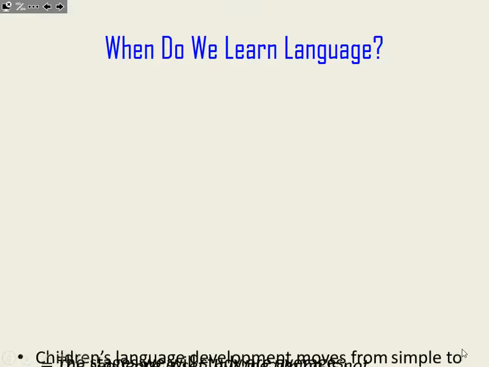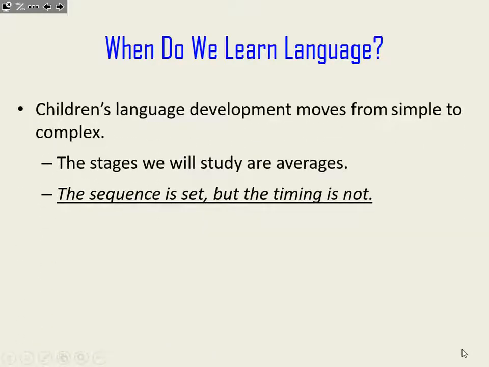Okay, when do we learn language? Here we go. One of the things that's important when we talk about when we learn language is to understand that developmental milestones that we're going to talk about here are averages. So we always say, like in chapter 9, when we talk about development, the sequence is the same, but the timing varies. That's a really important point.